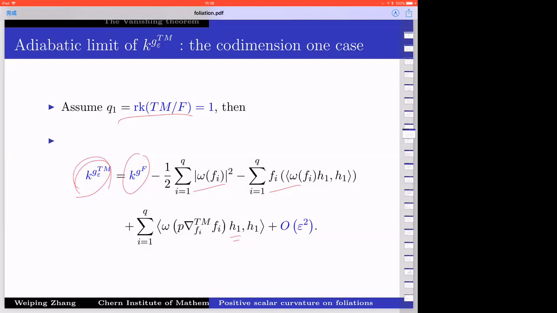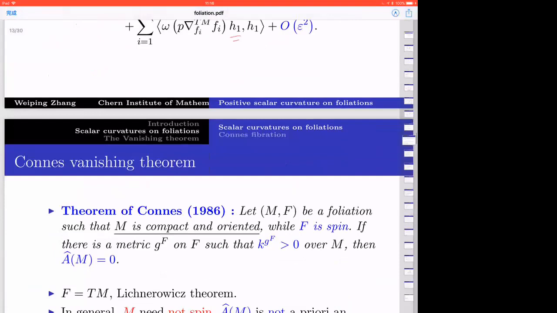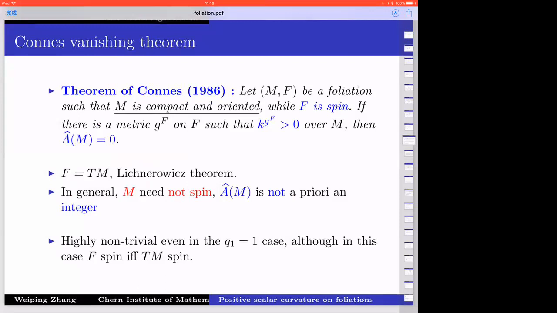So in spite of this, to understand this question, you try to generalize the Lichnerowicz theorem to the case of foliations to see what would happen. Indeed, in this case, there is a famous vanishing theorem of Alain Connes, which generalized the Lichnerowicz theorem to the case of foliations. The theorem of Connes dates back to the 1980s.